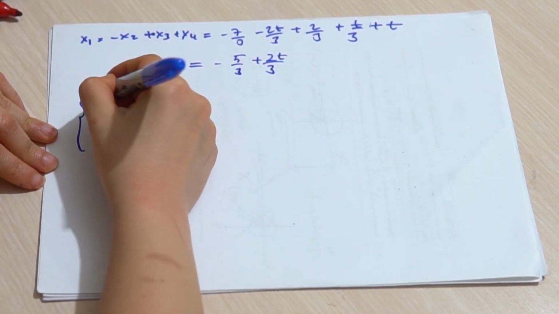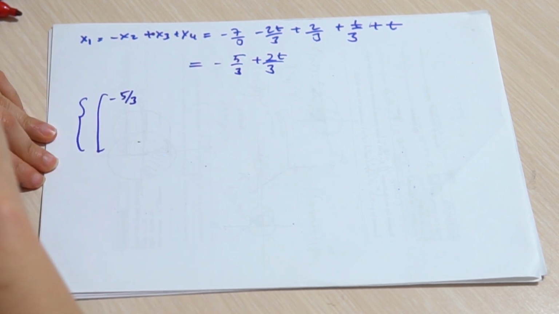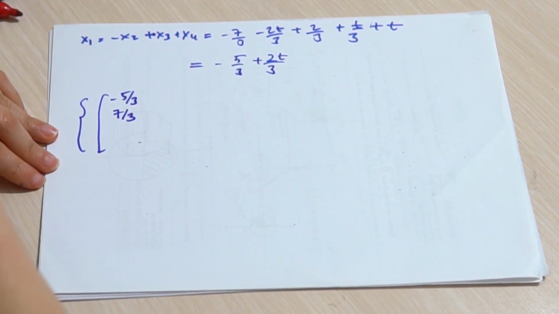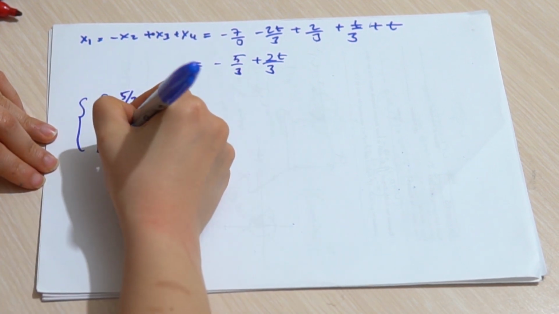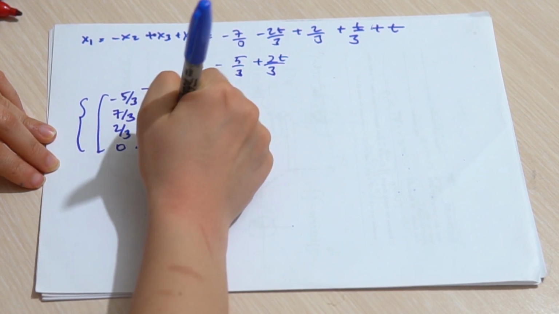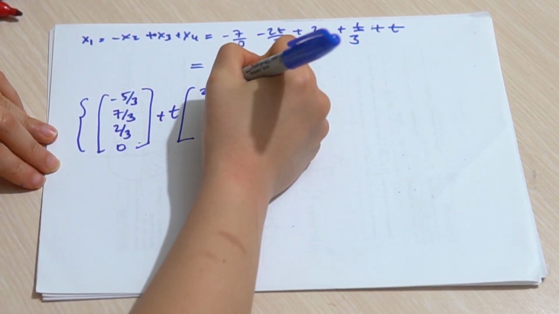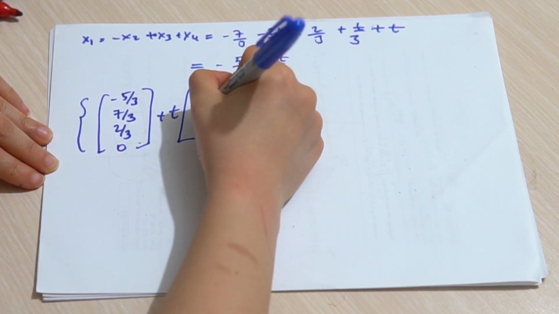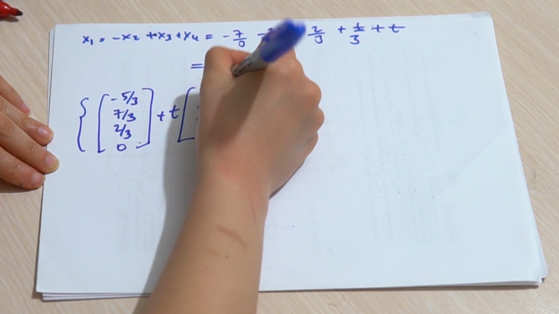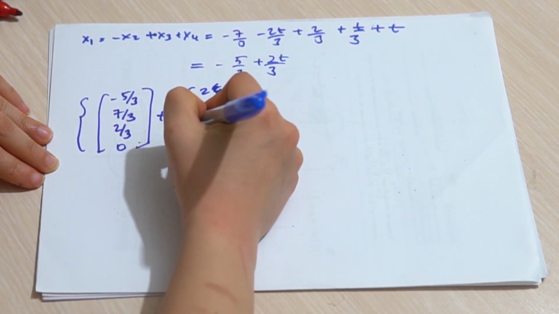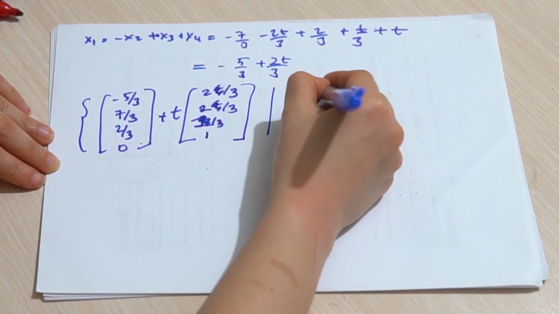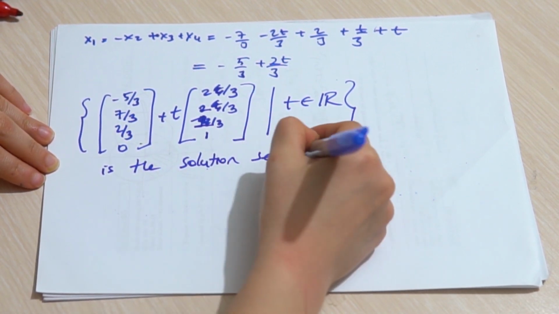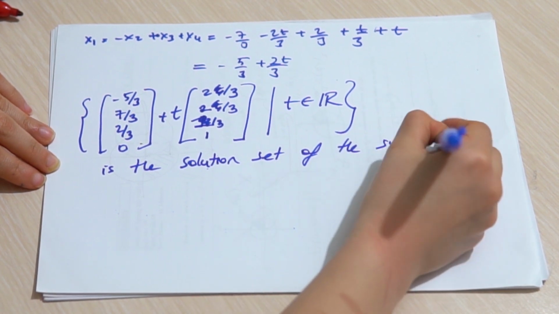So the solution set will be equal to minus 5 over 3, minus 7 over 3, 2 over 3, 0, plus t times 2t over 3 and 2t over 3, t over 3, sorry, I wrote t here, t times 2 over 3, 2 over 3, 1 over 3 and 1 and t is enough. This is the solution set of the system.